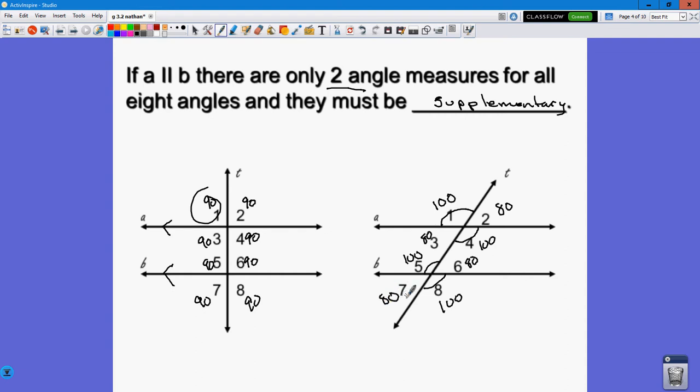Okay? So it's possible that there would be one measurement. If that one measurement was 90, then they're all going to be what? 90. Otherwise, there would be two measurements. And it would fill in all 8 of those spaces.